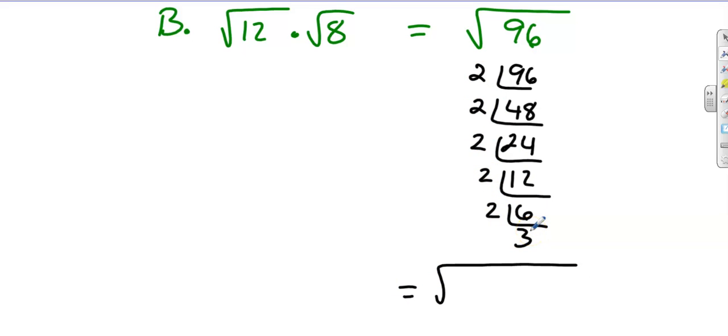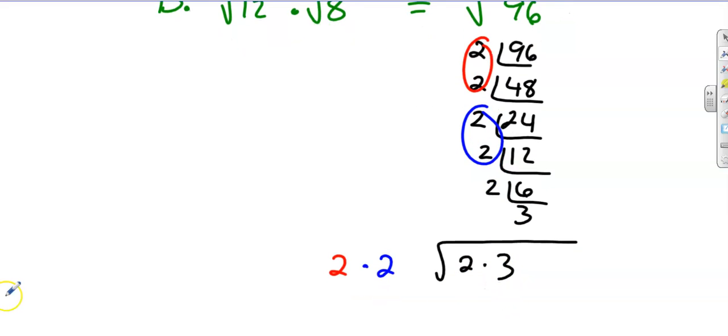And again, as long as it's square roots, you can go ahead and start pairing them off. There's a pair of 2's we can put on the outside. There's another pair of 2's that we can put on the outside. Those 2 and 3 are left on the inside, so they don't have any exit buddies to get out there. So for this one, 2 times 2 is 4, and 2 times 3 is 6.